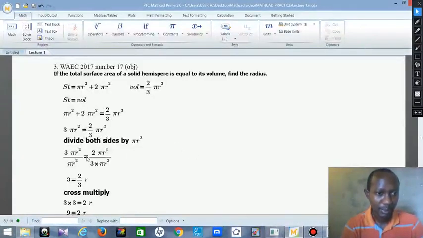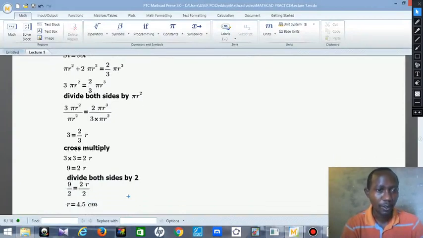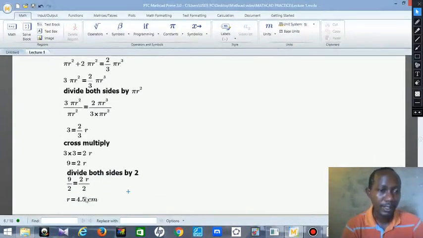Go through the steps gradually. You can see that they are very clear, and you see how we got the answer, 4.5 centimeter.